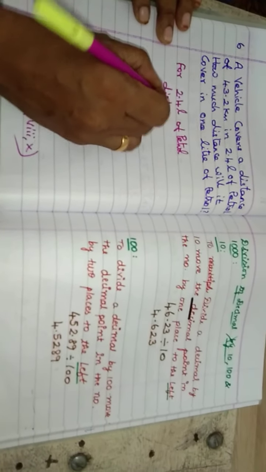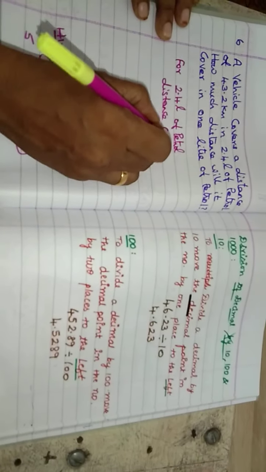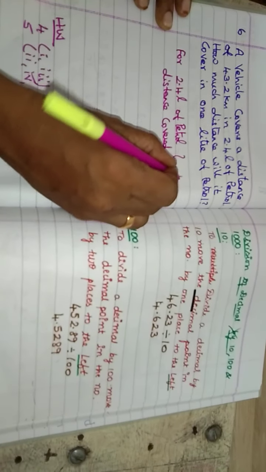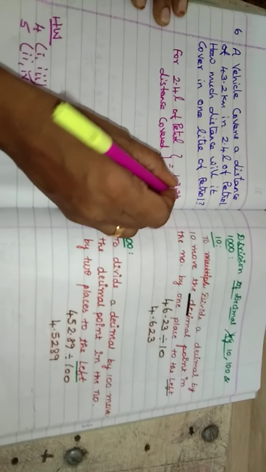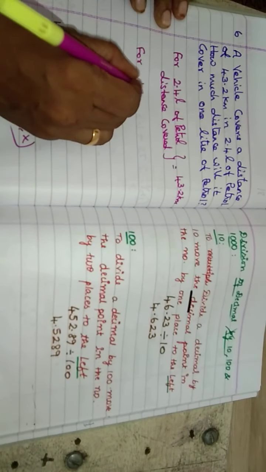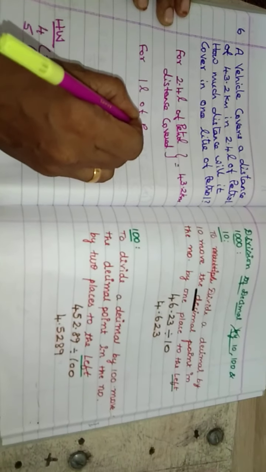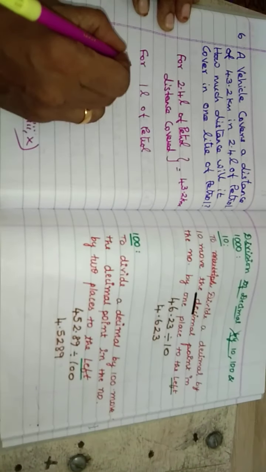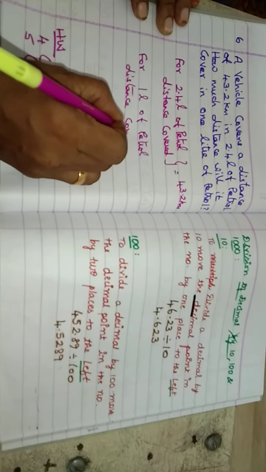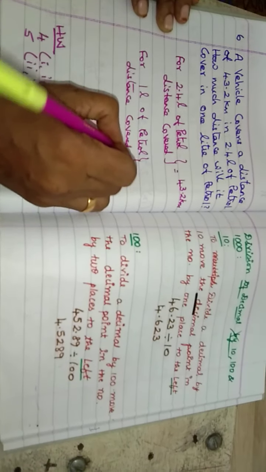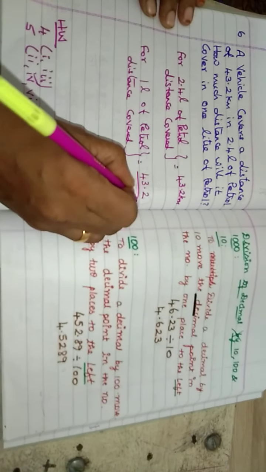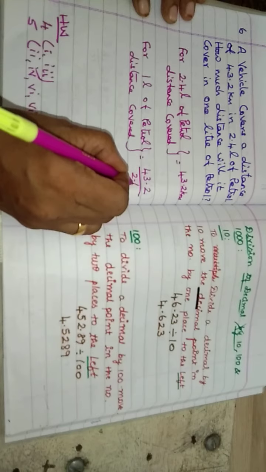Distance covered is how much? 43.2 kilometers. For 1 liter of petrol, the distance covered, what we have to do? Finding out 1, you have to divide. So 43.2 kilometers by 2.4.